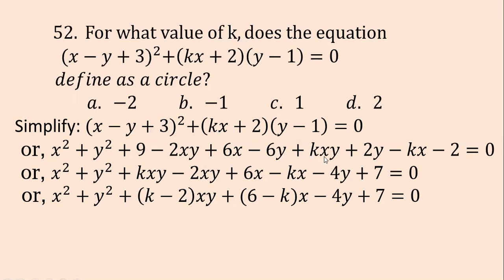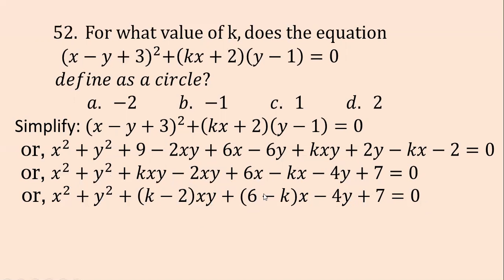Now this part, multiplication of y with kx and y, that is 2 with 2, kxy plus 2y, and next by minus 1 minus kx minus 2. Now we arrange the equation like this. First x square, y square, xy, x, y and constant. Finally, we are getting this expression.